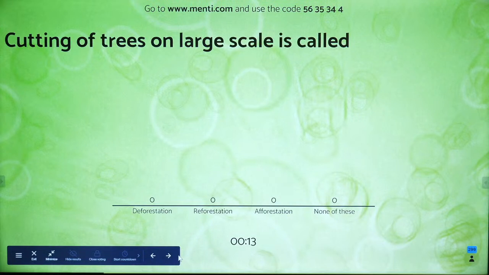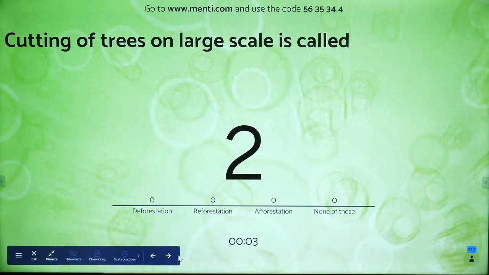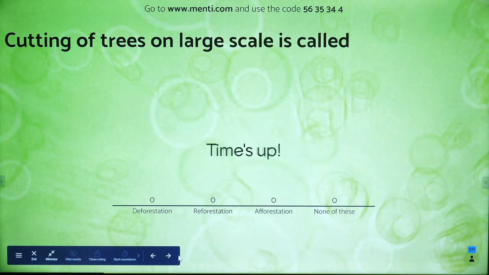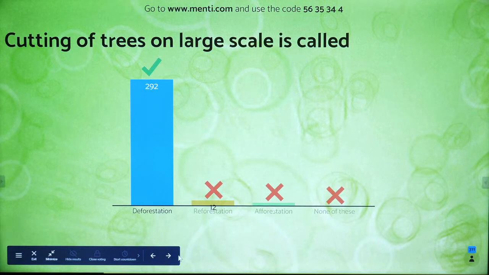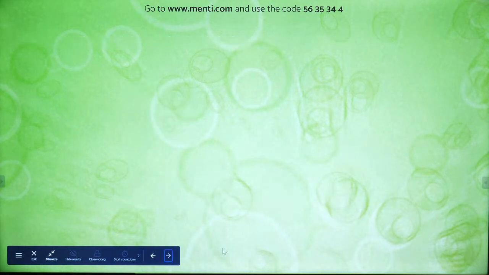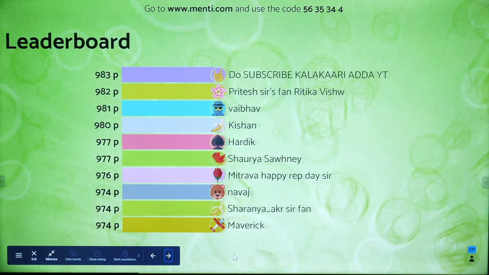Thank you so much, Zing Gangster. Oh, Vansh, play the Menti and then go. I'm good, Himanshu. Thank you so much. Thank you, Nishtha. Thank you. Chalo. Very good. Cutting of trees on a large scale is called deforestation. Very good. Absolutely amazing, guys. We move on to the leaderboard.